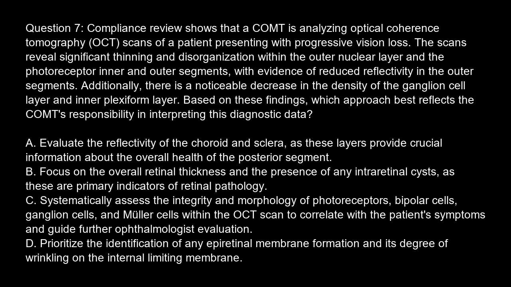Focus on the overall retinal thickness and the presence of any intraretinal cysts, as these are primary indicators of retinal pathology. Option C. Systematically assess the integrity and morphology of photoreceptors, bipolar cells, ganglion cells, and Mueller cells within the OCT scan to correlate with the patient's symptoms and guide further ophthalmologist evaluation. Option D. Prioritize the identification of any epiretinal membrane formation and its degree of wrinkling on the internal limiting membrane.